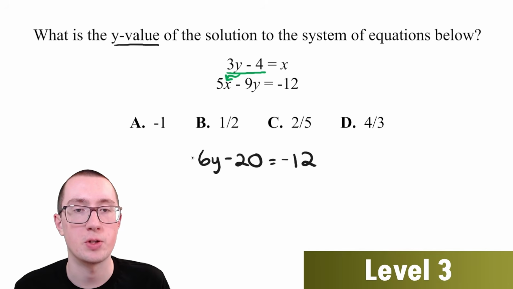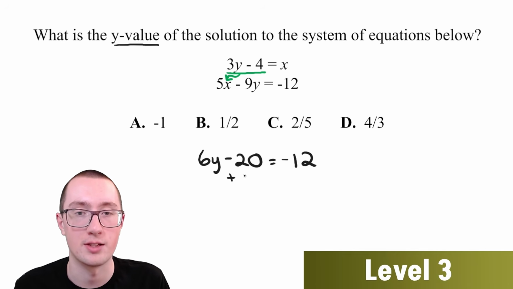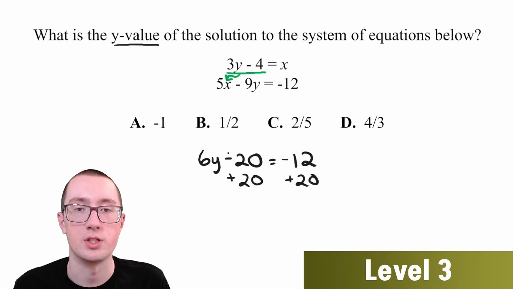So now we just need to get rid of this 6 and this minus 20 to get y by itself. I usually like to get rid of addition and subtraction first so that we don't have to deal with fractions. So I'm going to do the opposite of minus, which is plus, and add 20 to both sides. So these cancel out.